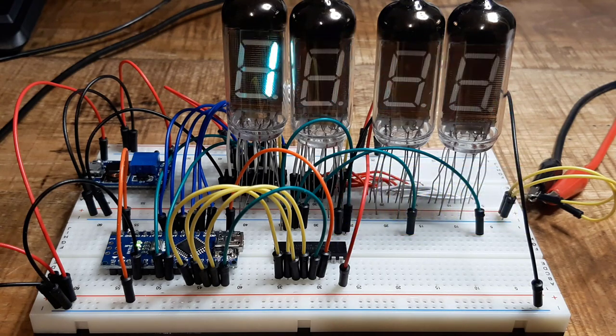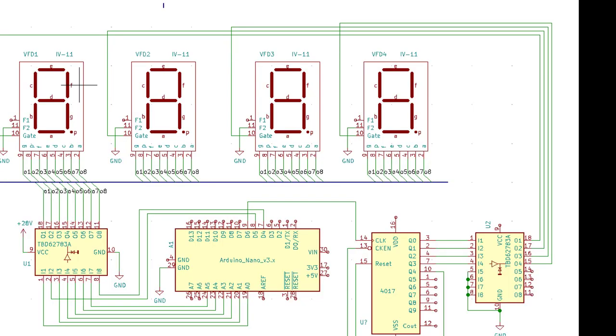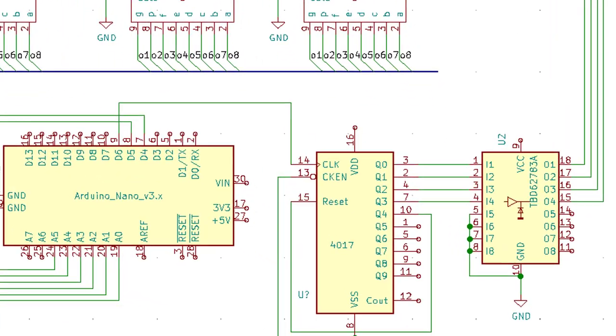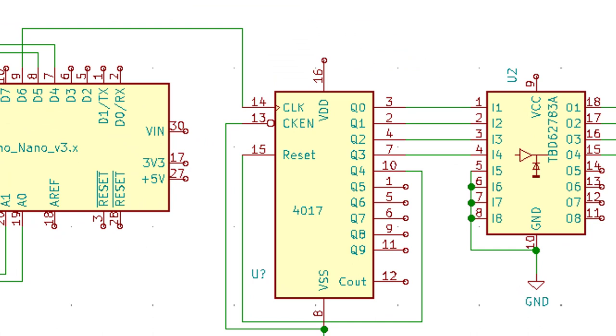We call this multiplexing. You can consider to place a 4017 decimal counter in front of the transistor array. Because this configuration only needs one I/O port for the clock, you can use the I/Os dedicated for grid control for other tasks. You can control up to 10 VFD tubes with this circuit.